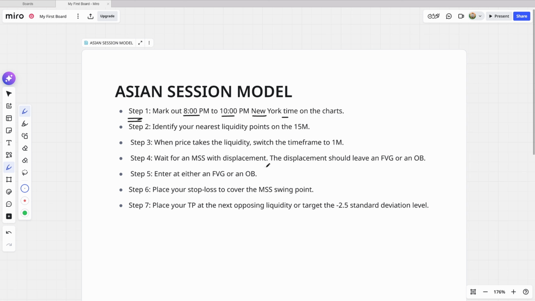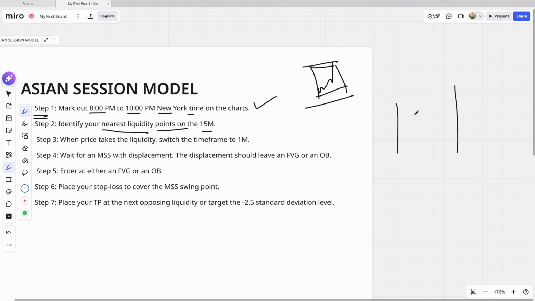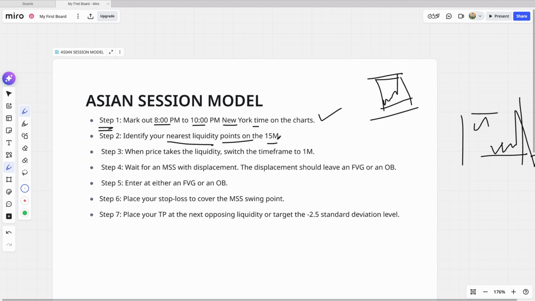This time window is very important because it sets the stage for the entire model and gives you the context of where price is building liquidity during the Asian session. Once you have that marked out, the next thing you want to do is identify your nearest liquidity levels on the 15-minute time frame. These levels are key because they represent where price is most likely to be drawn to before making any meaningful move. So you want to be very clear on where those highs and lows are.